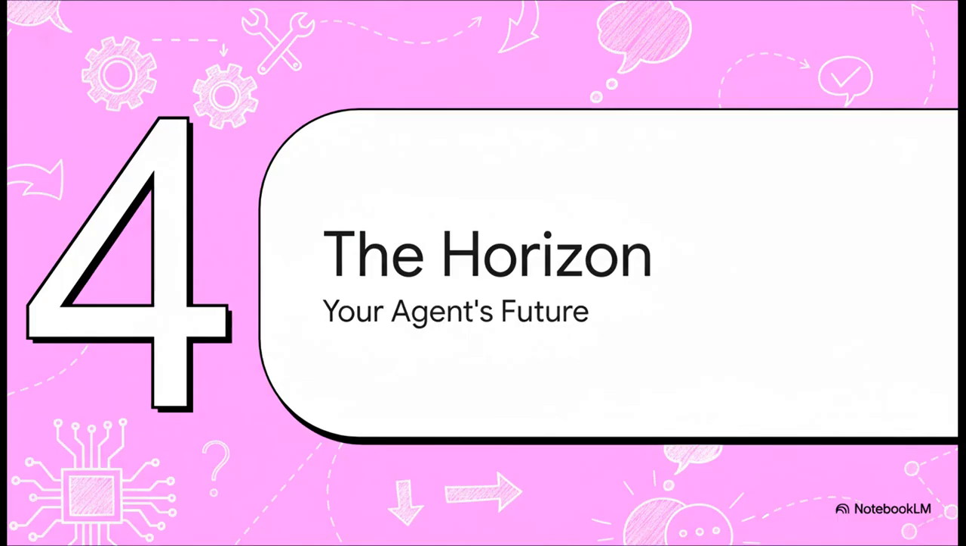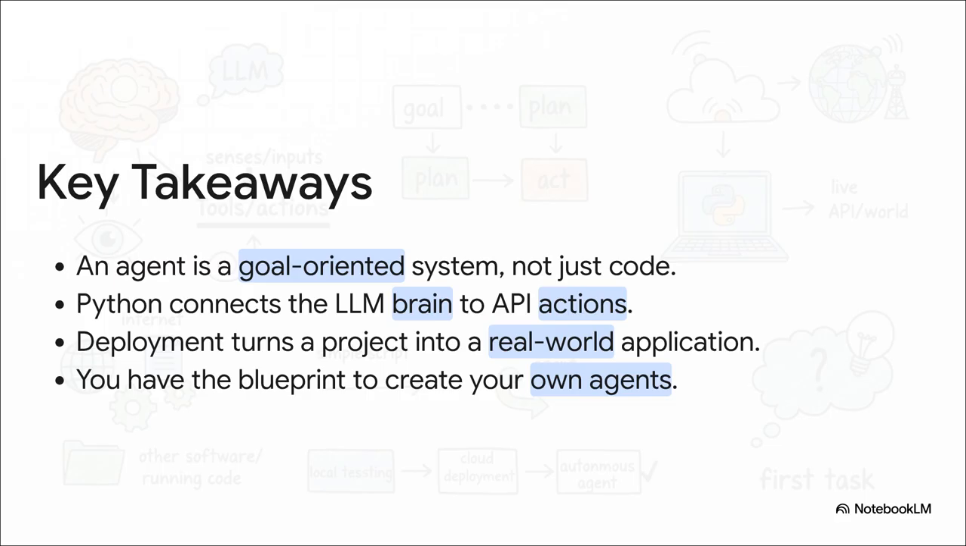So we've designed the blueprint, we've built the agent using Python, and we've launched it out into the world. We've gone through the entire life cycle. So now let's just take a step back, look at the big picture, and kind of wrap up what this all means for you. So what are the most important things to remember from all this? First, try to shift your thinking from just writing code to building these goal-oriented systems. Second, remember that Python is the perfect glue for this job. It connects the LLM's brain to its API hands. Third, understand that deployment is what turns your cool personal project into a real-world tool. And finally, and this is the most exciting part, you now have the mental blueprint to go out and start creating your own autonomous agents.